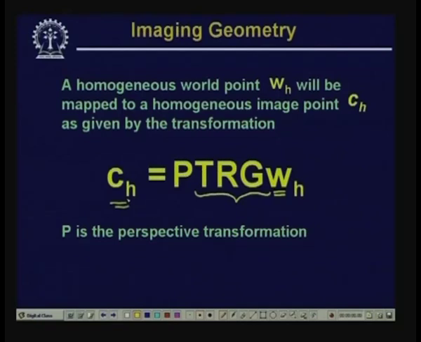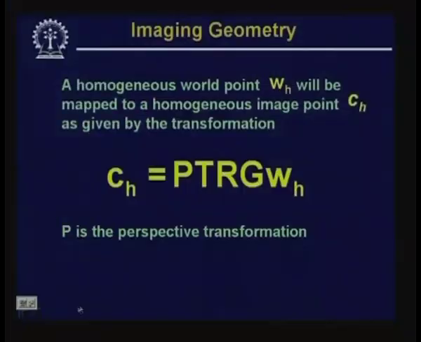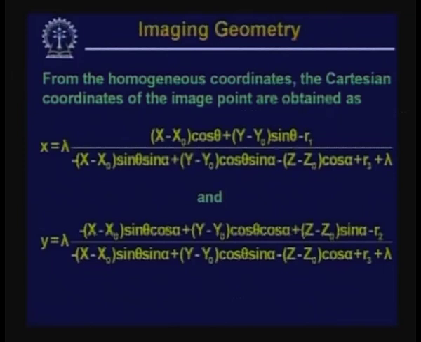So, you remember that this coordinate comes in the homogeneous form. Then the final operation that you have to do is to convert this homogeneous coordinate C h into the corresponding Cartesian coordinates C. So, that Cartesian coordinate, if I solve those equations, will come in this form.